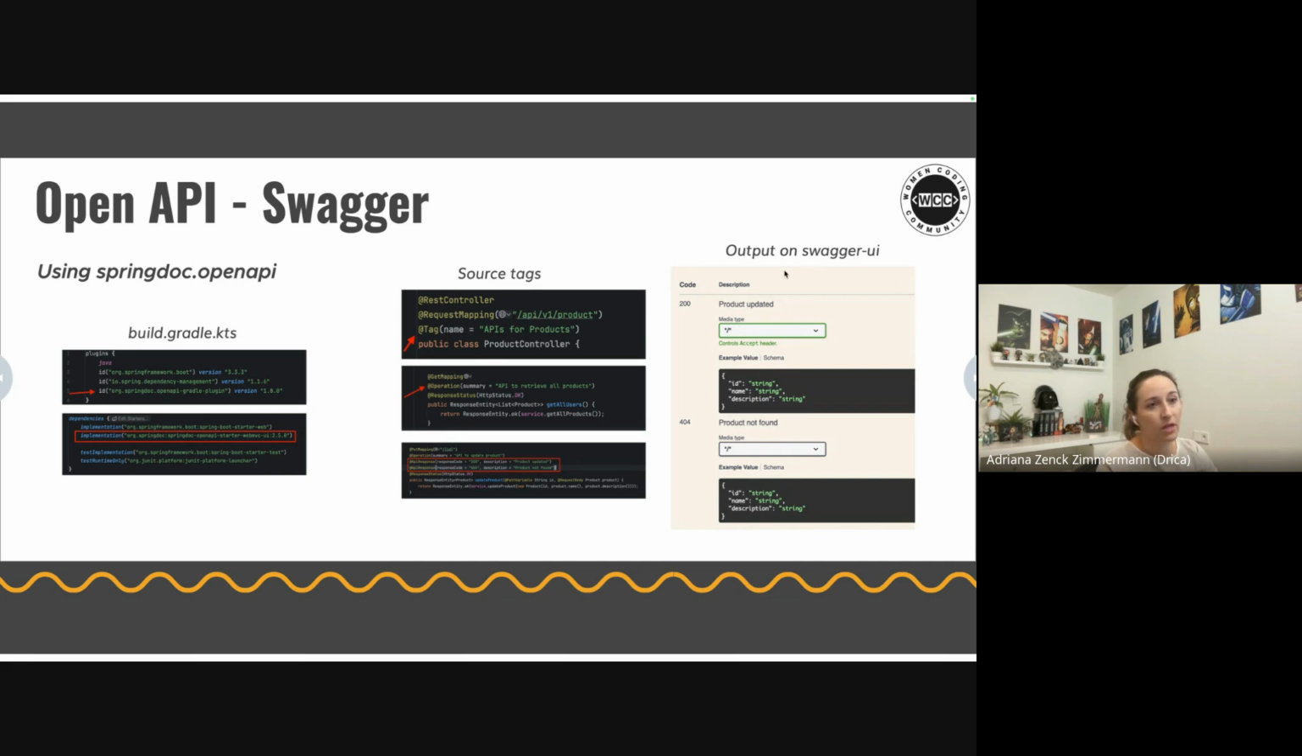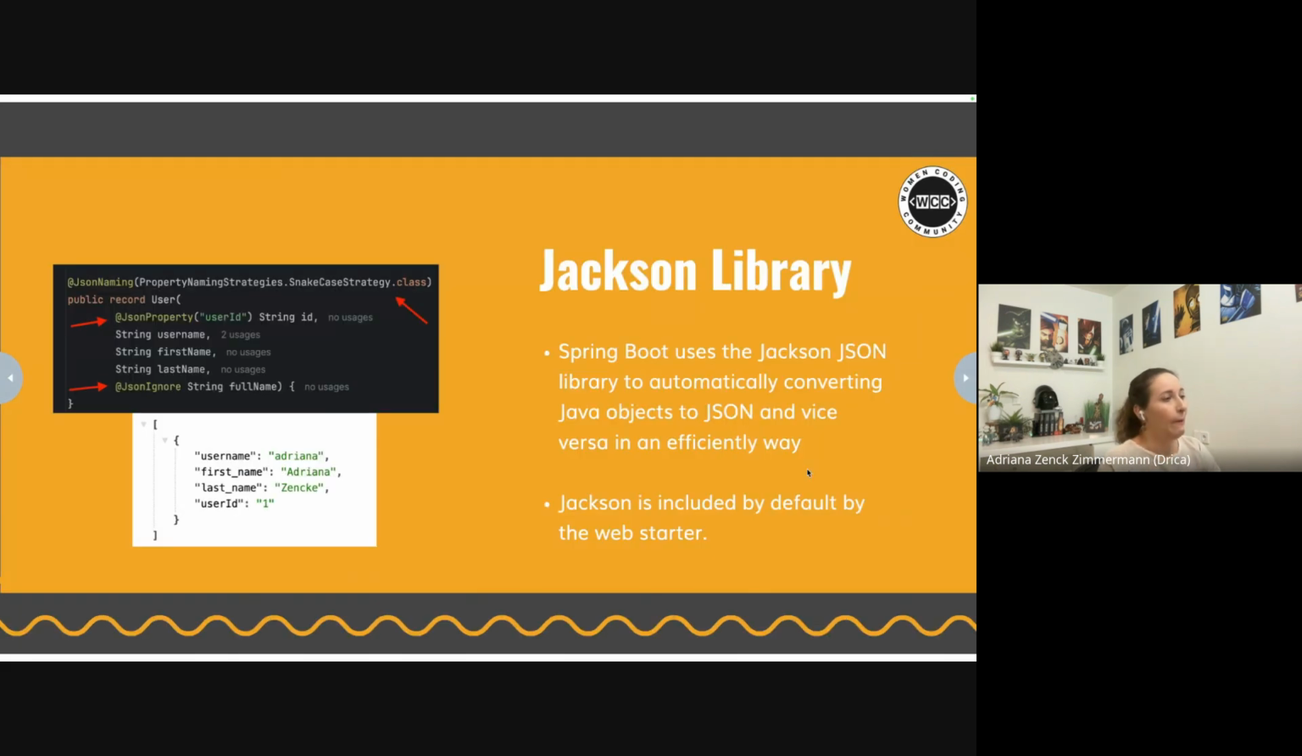When you go to the Swagger UI, you are going to see basically this example where you have the status code, and then you can see the two examples as well.